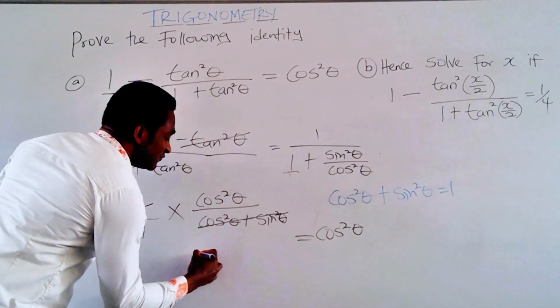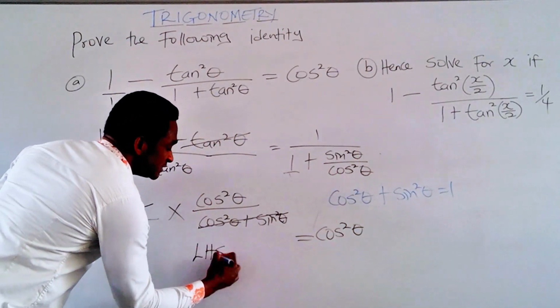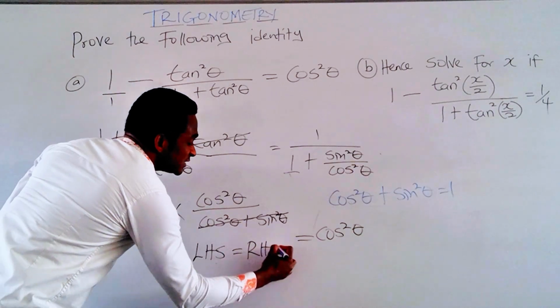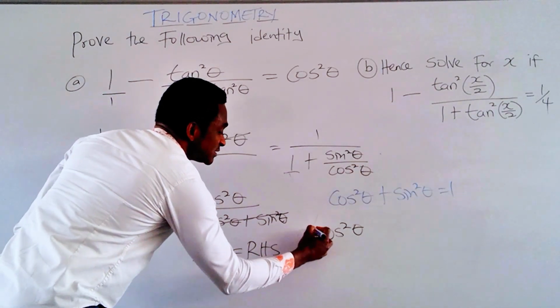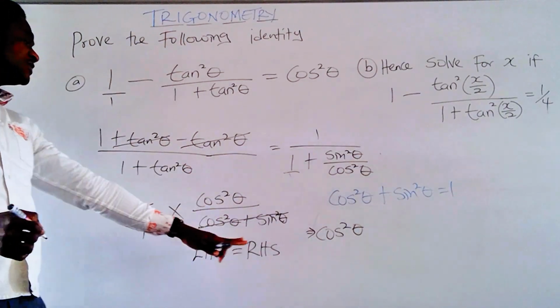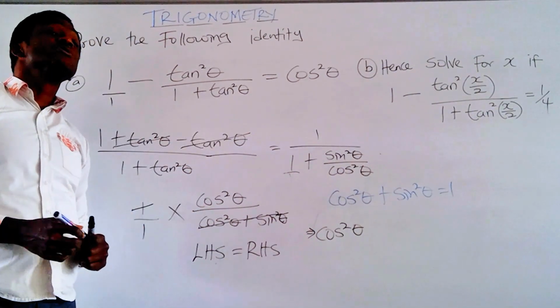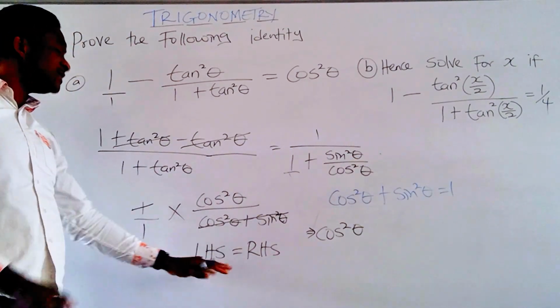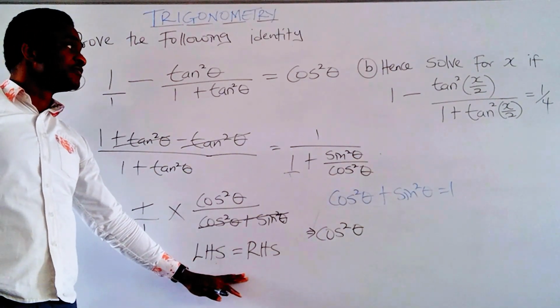So we can authoritatively say that the left hand side is equal to the right hand side. Very important. Cos squared theta, we have simplified the left hand side and it gave us cos squared theta, which is equivalent to the right hand side, and that is the only time we stop.